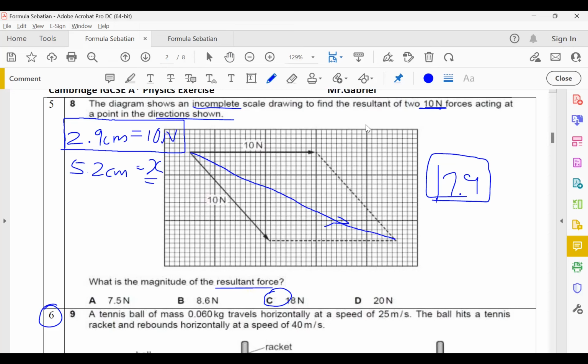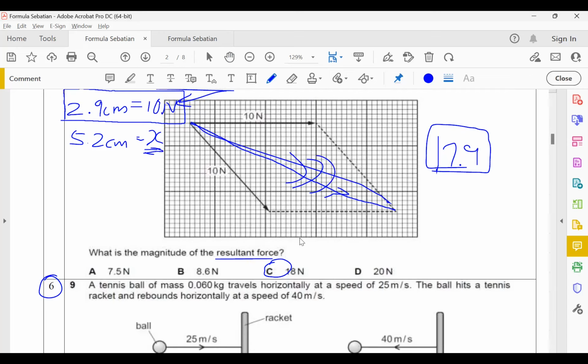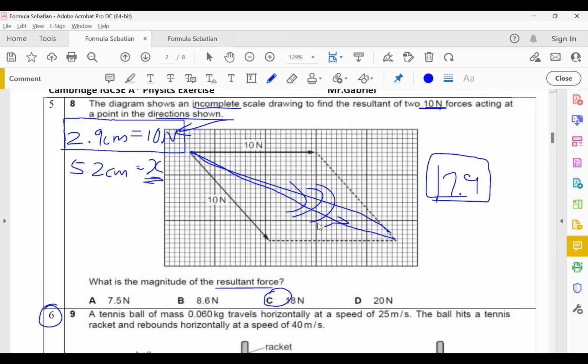It's not a guess. Especially when they give you these kinds of scales here, you need to yet again go find the scale first. With the scale, you know that this direction is your resultant force, right? So you just need to measure how long it is only. Then you'll get your answer already. Okay.